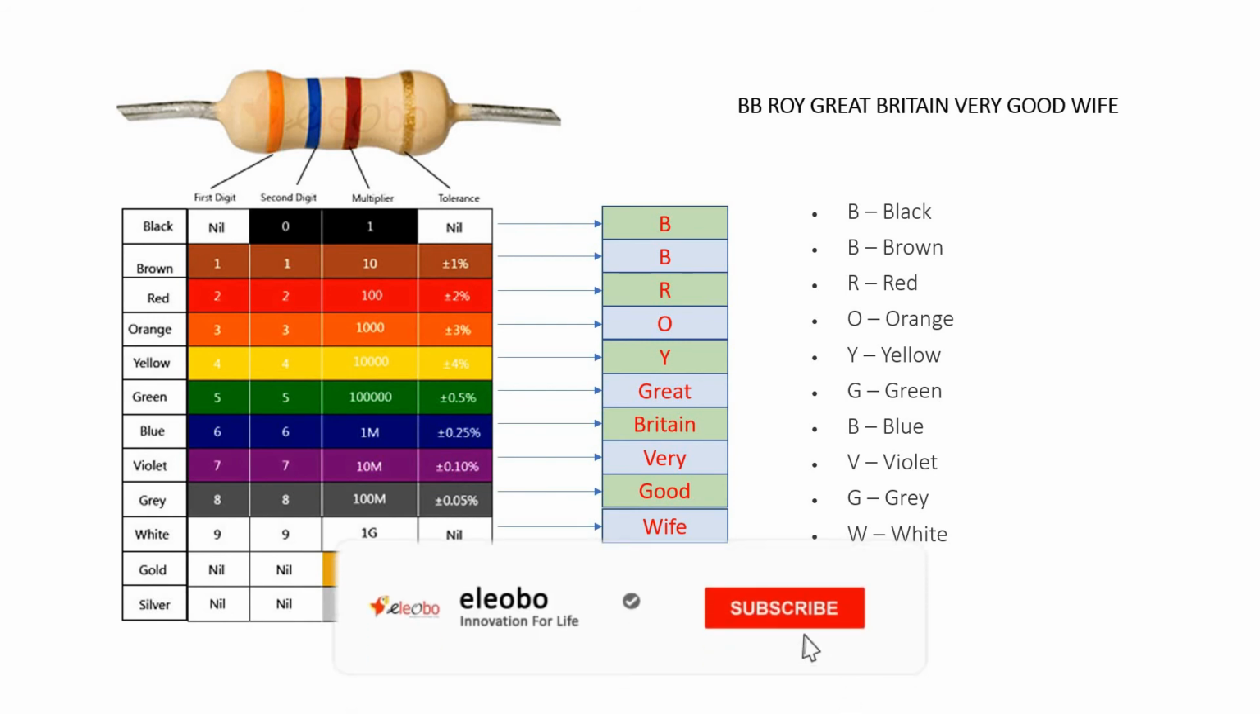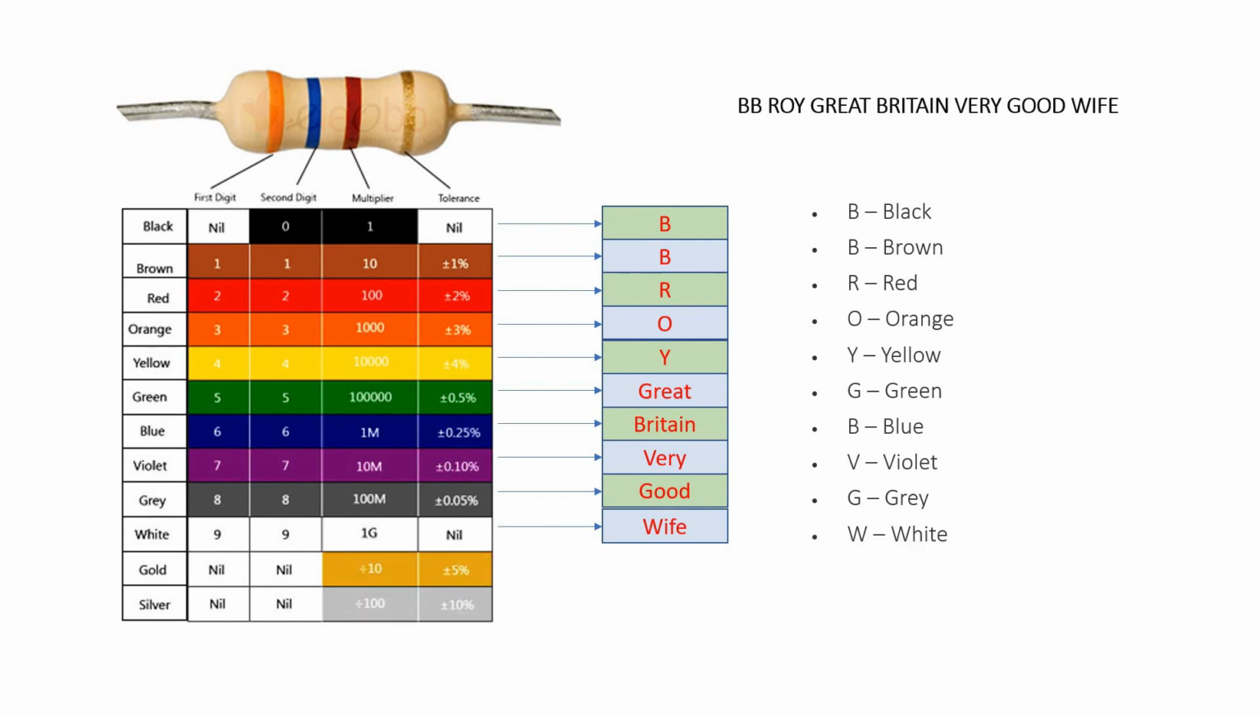You can easily memorize each band and color. The tricky way to memorize these values is with a short form like this: B B Roy, Great Britain, Very Good Wife. B is black, and the other B is brown, R is red, O is orange, Y is yellow, Great means green, Britain means B for blue, Very means V or violet, Good is gray, Wife is white. Okay, let's go back again.